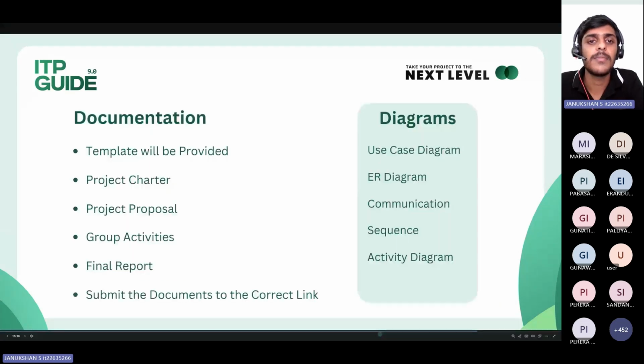And next it's about documentation. Here you have to submit several documents throughout this project. And don't worry, the templates will be provided for all the documents. First of all, there will be a project charter. Here you will be giving a brief description about your project and the functions in it. Next, the project proposal. You can use the feedback you get when submitting your charter to create the project proposal. And in the proposal, you have to submit all the aspects given in the template.